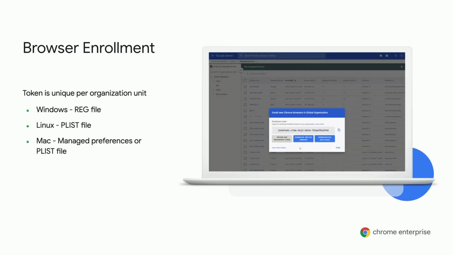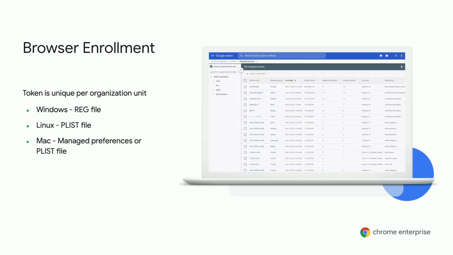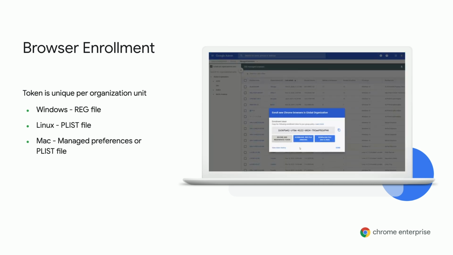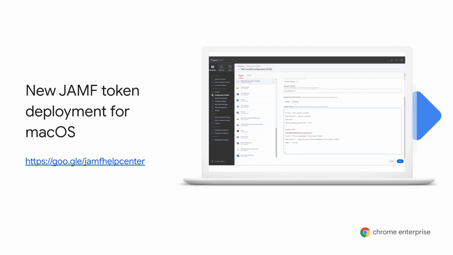You could have had Chrome installed a few years ago, a few months ago, install it right now as part of the deployment, or you can just have the token staged for whenever users install Chrome onto their machine. So let's talk really quick about how you would leverage some of your current management tools that you use in your environment. First, we're going to cover Mac.